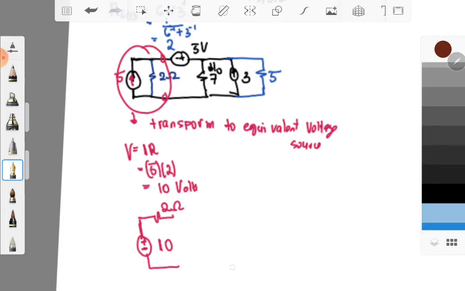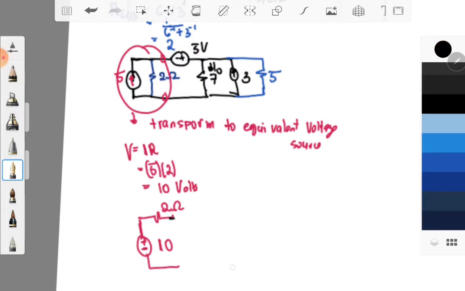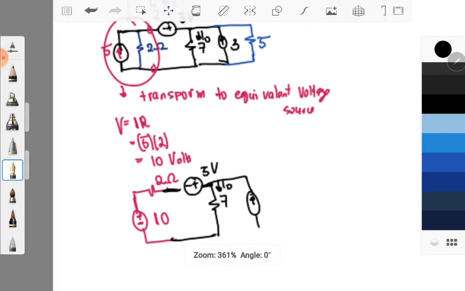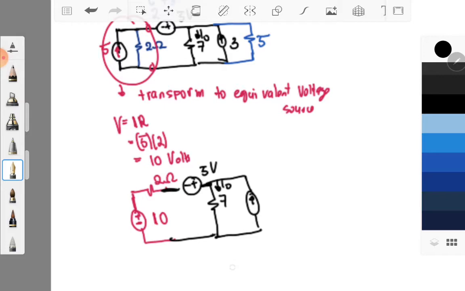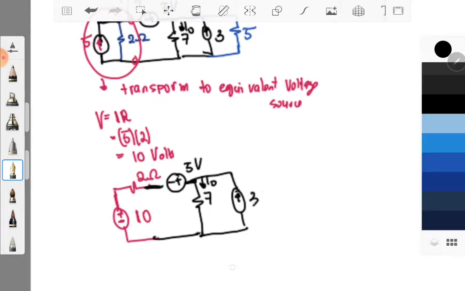Okay, so that will be our source transformation value. And then it is connected in series with your negative and positive 5 volts. Then you have our 7 ohm, Io, and then our 3 ampere source, and our 5 ohm resistor.